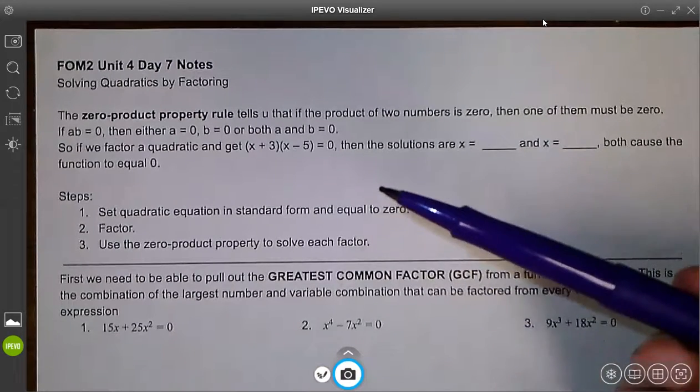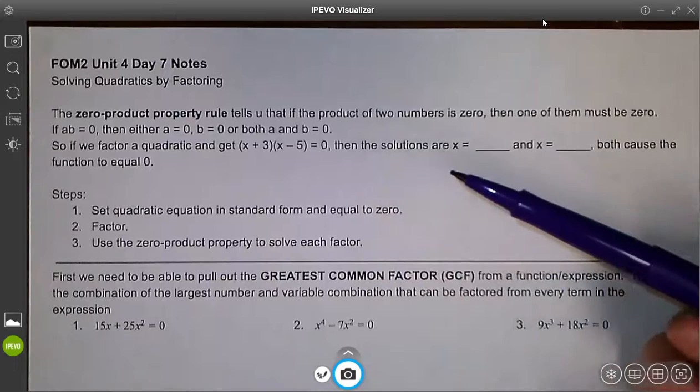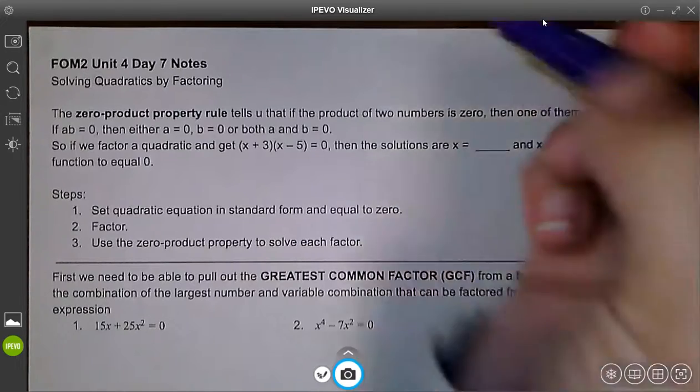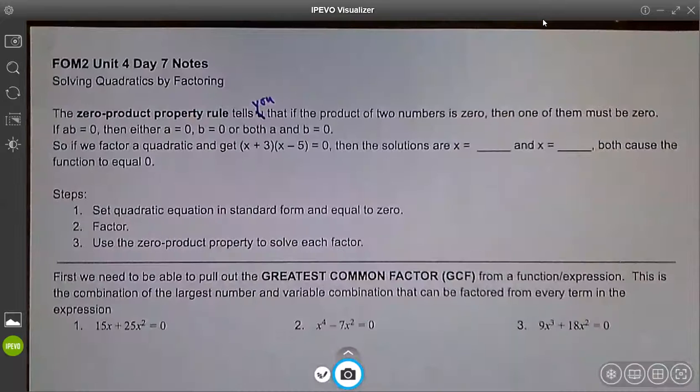The zero product property tells you that if the product of two numbers is 0, then one of them must be 0. I'm sorry, that's bothering me. That is a crazy typo. If A times B is 0, then either A equals 0 or B equals 0, or both of them are 0.